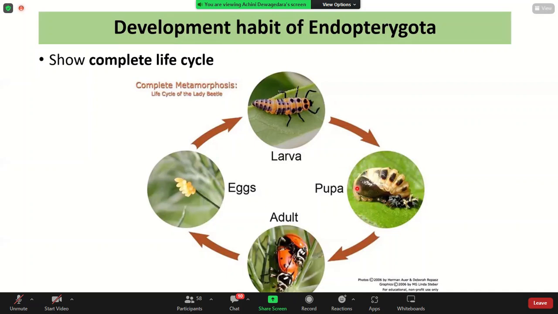Because during the pupal stage, they do not consume anything. What they do here, in the larval stage, they are very active and they consume lots of nutrients and store them. So during the pupal stage, they use what they have already eaten during the larval stage.